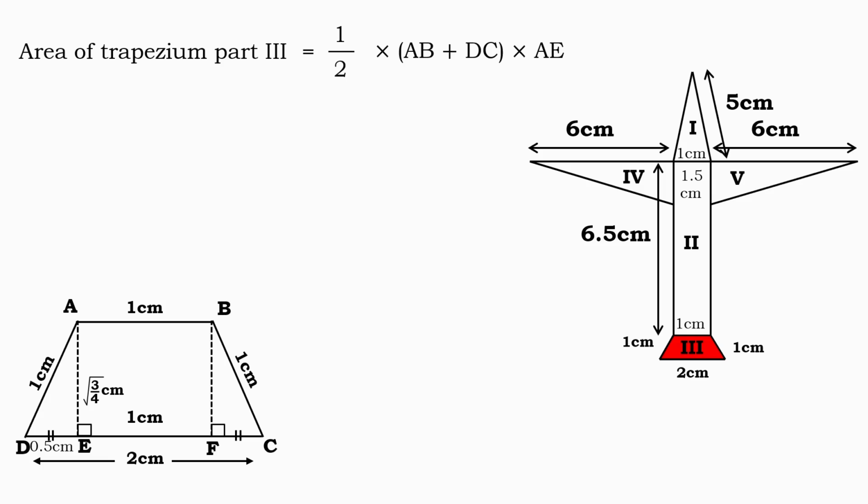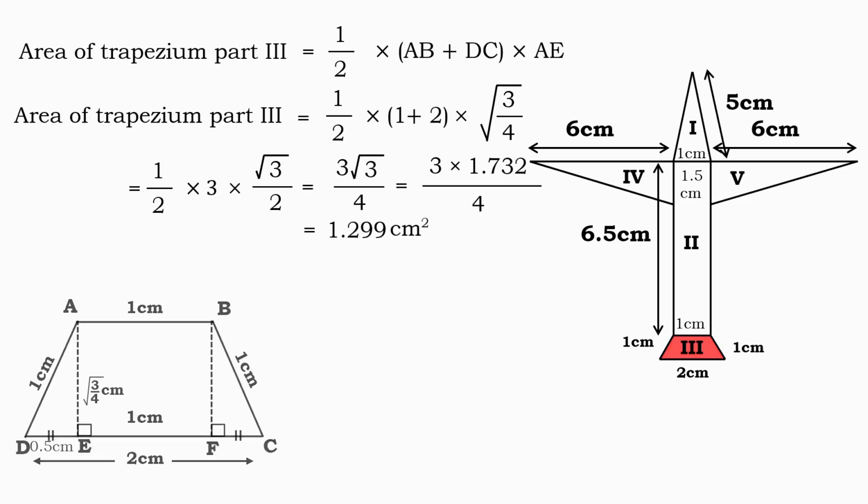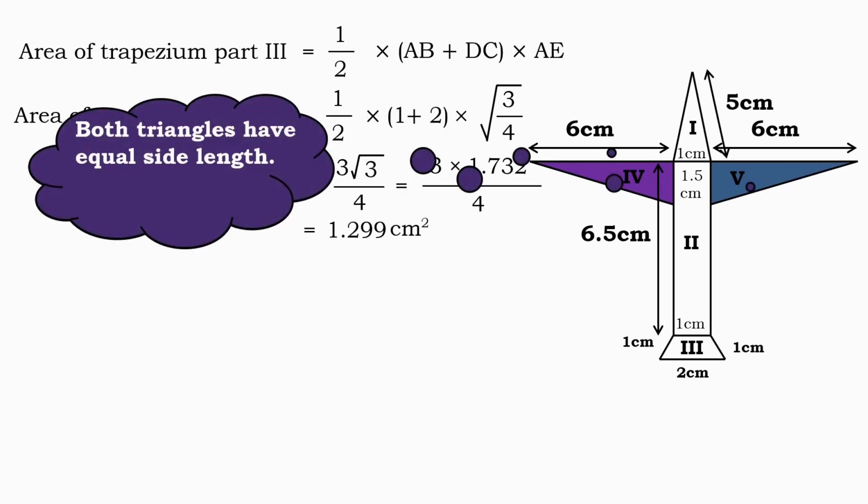I know this problem is going a bit lengthy. Now the area of the trapezium will be equal to half into AB plus DC into AE. So AB is 1 and DC is 2, into AE. AE we just got as root 3 by 4. Okay, so that is half into 3 into root 3 by 4, so it becomes 3 root 3 by 4 centimeter square. So root 3, we take the approximate value as 1.732. So the final answer we got is 1.299 centimeter square.